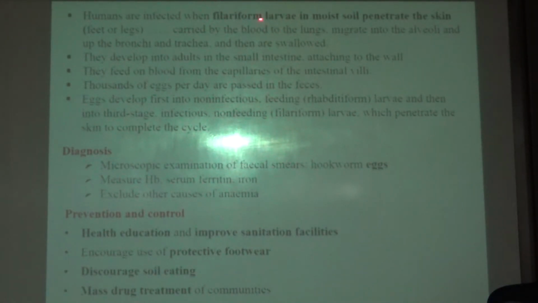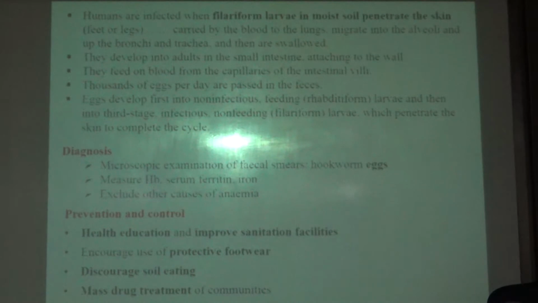Humans are infected when filariform larvae in moist soil penetrate the skin, which can be through the feet or leg, and they reach the blood and then the lungs, migrate into the alveoli and up to the bronchi and trachea, and then are swallowed back into the intestine. This same thing happens for ascaris also, that when it enters the blood it goes to the lung and then alveoli, and this is common for all these, and then trachea, and then they come back into the intestine when they are swallowed through the esophagus.